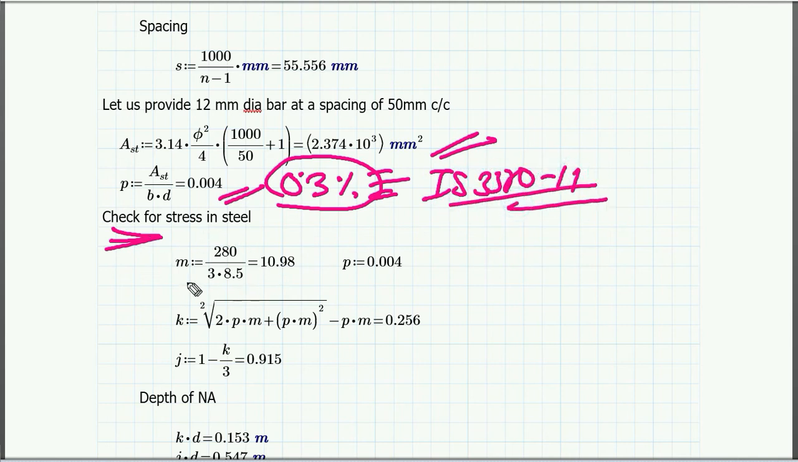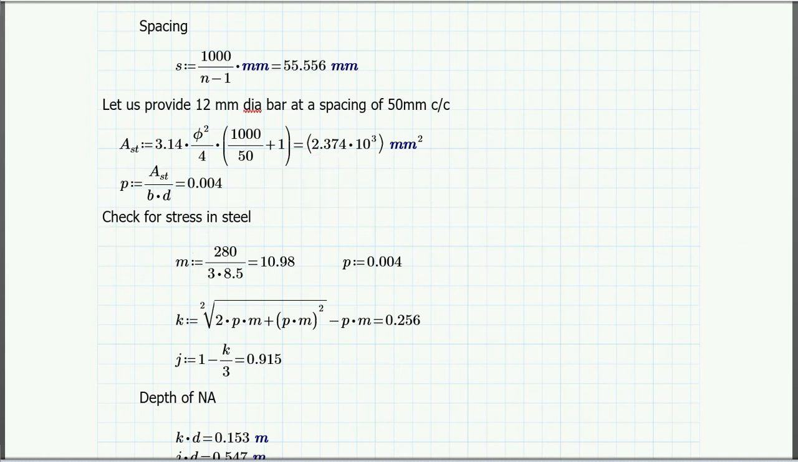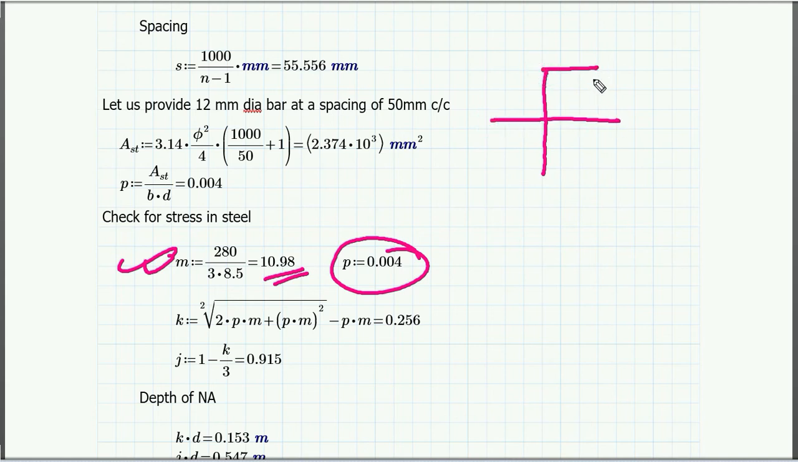Now check for stress. As we are doing in the working stress method, you can find out the modular ratio. Modular ratio is 280 by 3 sigma cbc, which is 10.98, and the percentage of steel is 0.004. So you can find out the k factor. What is the k factor, if you remember? So for the working stress method, we assume that for a cracked section, we assume concrete at the top.